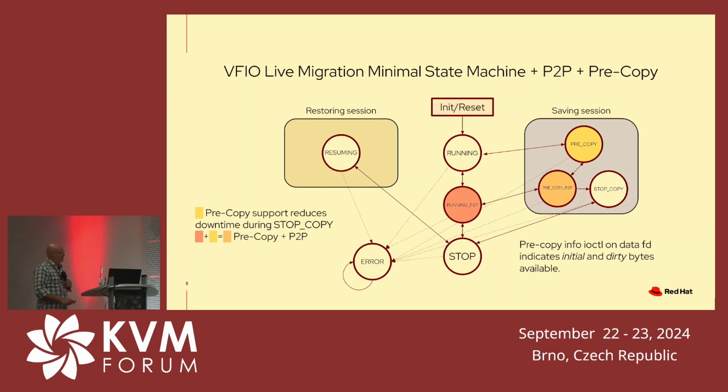And so the color coding here is meant to indicate red is the P2P states, yellow is the pre-copy states, and then orange is required when you have that overlap between them. Pre-copy also requires some initial way for the driver to indicate initial bytes for indicating that the target VM is ready to go and can reduce the latency of starting up the target VM, and also dirty bytes ongoing because the device continues running and continues dirtying state.